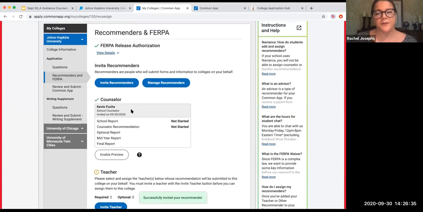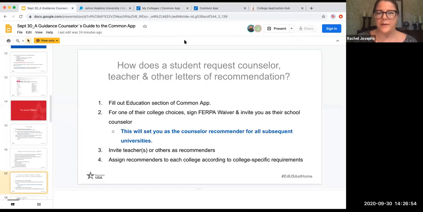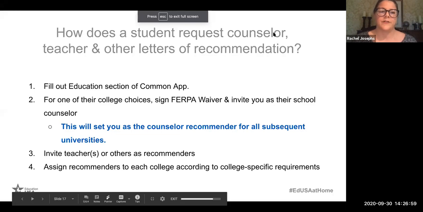And the teachers have to be assigned to the universities individually. The counselor will apply to all of the universities you're applying to. Filling out this once as my counselor will apply to everyone. But you do have to go university by university to assign the teacher recommenders. So I hope that is clear. I'm going to head back to my presentation. So that's where you do that.